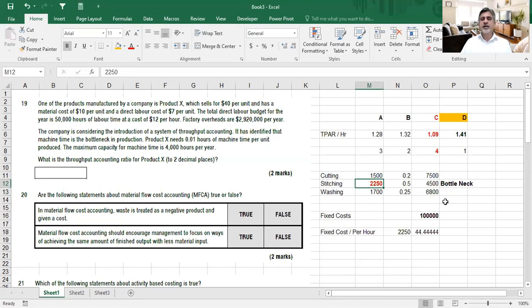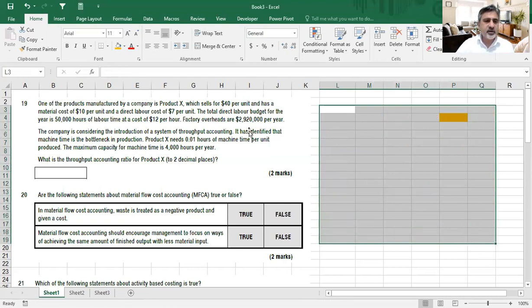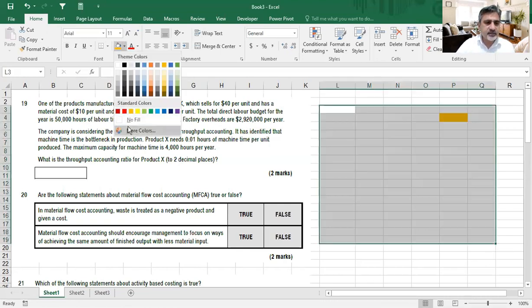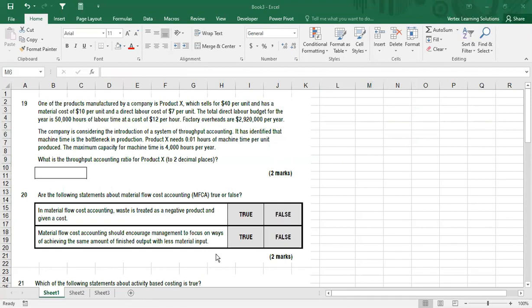Yes, sir. Okay, now this is a very quick recap of throughput accounting. Let me just remove all that. We don't need these numbers, and we start doing the questions. This is question number 19. I'm giving you guys 3 minutes to read it, and then we'll start doing it. Okay, let's read it together.